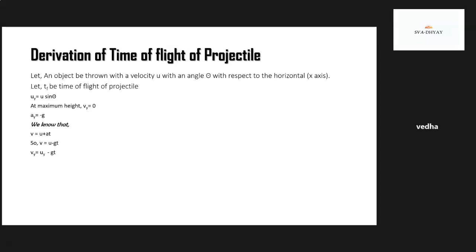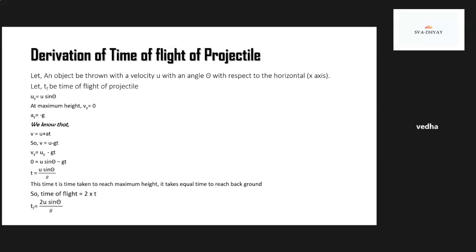So vy is equal to uy minus gt because here acceleration is negative. As vy is 0, so 0 is equal to u sin theta minus gt. t is equal to u sin theta by g. This time t is taken to reach the maximum height, so it is only the time of ascent. It takes equal time to reach back ground. So time of flight is equal to 2 into t, time of ascent plus time of descent. So time of flight is equal to 2u sin theta upon g.